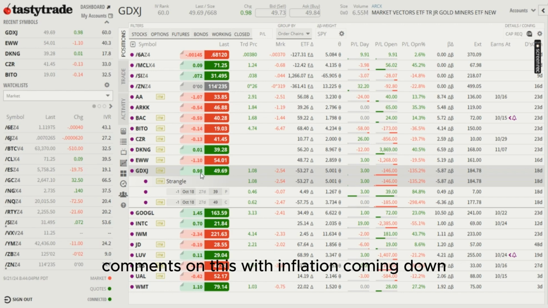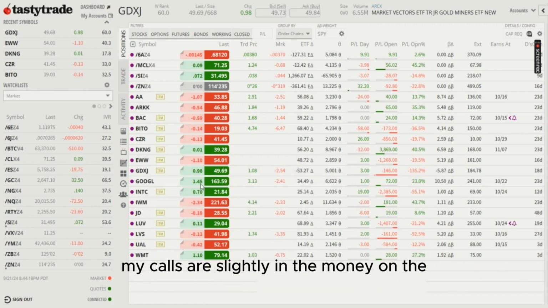With inflation coming down, normally when inflation goes up, and we're seeing it on a steady basis, the metals, gold, silver, copper, tend to move up with it. But we're not seeing that in this market right now, at least with gold. So I'd love to get your thoughts, but again, my calls are slightly in the money on the call side of my strangle.